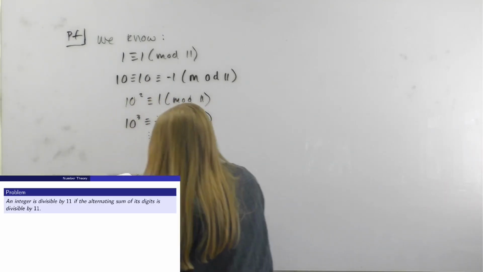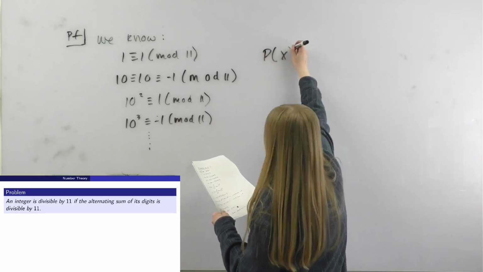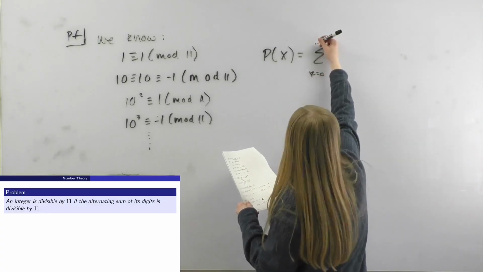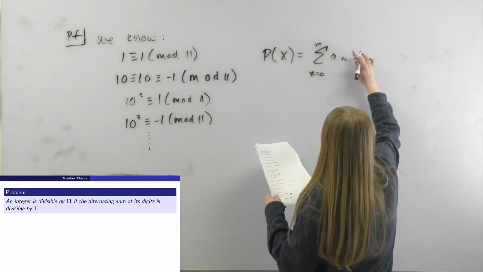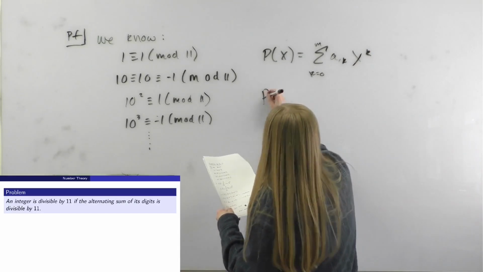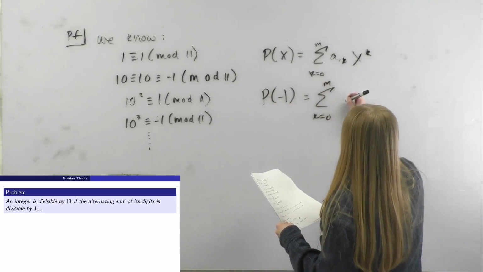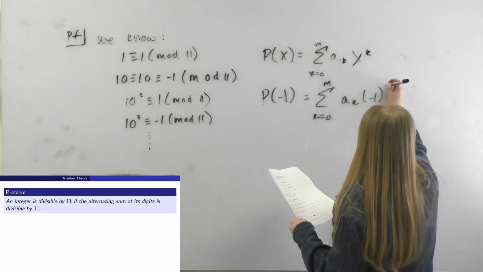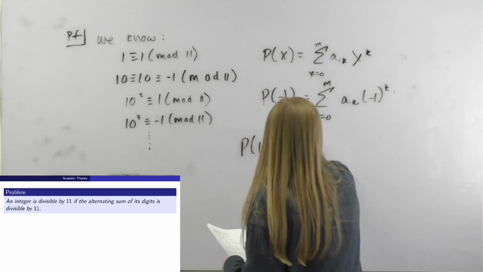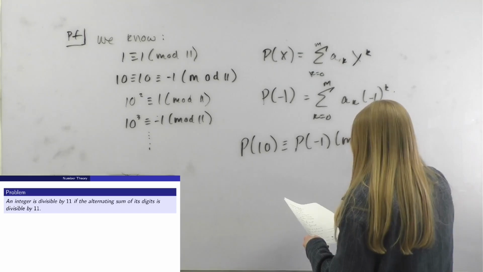Dot, dot, dot. And so we see that for our formula, P of x, which is the sum from k equals 0 to m of a_k x to the k, just as a reminder, that was a while ago, P of minus 1 is going to equal the sum from k equals 0 to m of a_k times minus 1 to the k. So P of 10 is congruent to P of minus 1 mod 11.